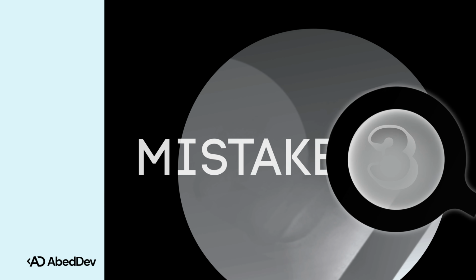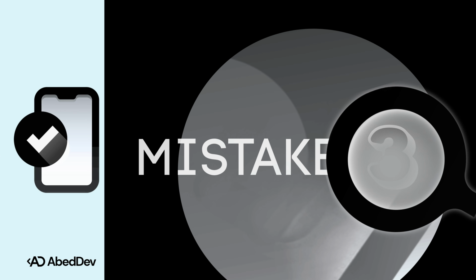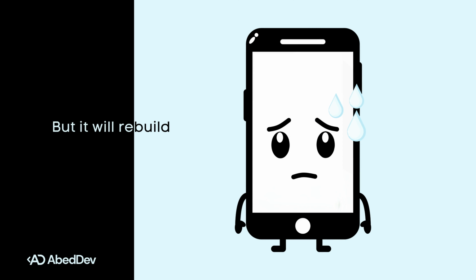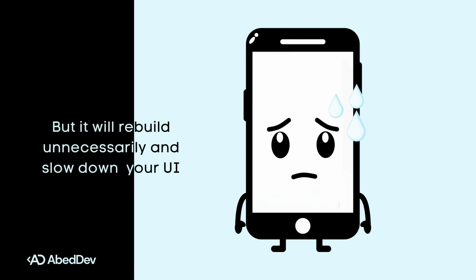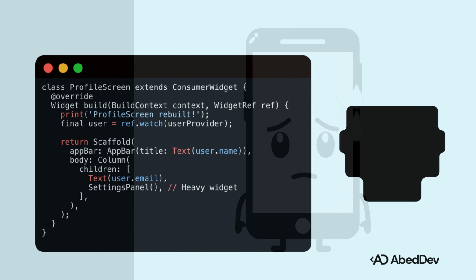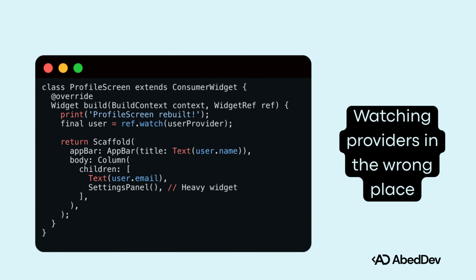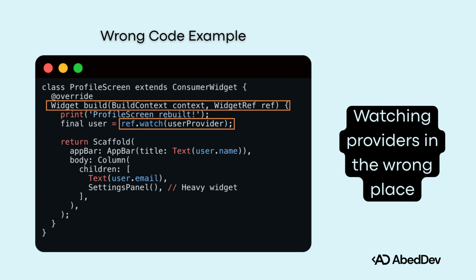This mistake isn't obvious. Your app will not crash, but it will rebuild unnecessarily and slow down your UI. It's watching providers in the wrong place. Here's the problem: putting ref.watch directly inside the widget's build method when you don't need the whole widget to rebuild. Here's the wrong example. Seems fine, right? You are watching the user provider to show the user info.